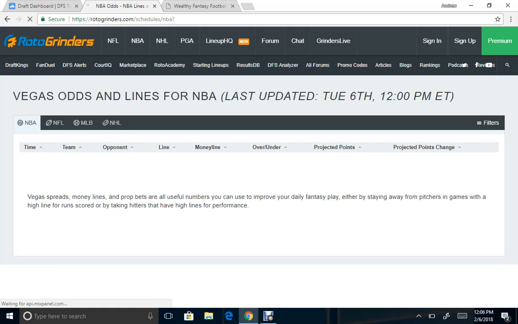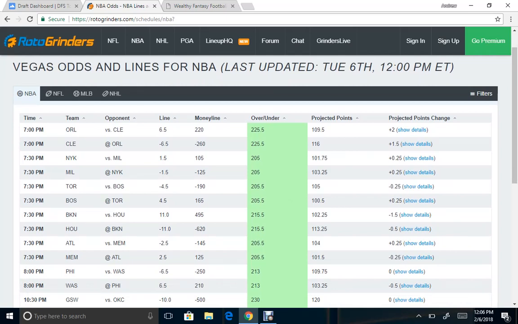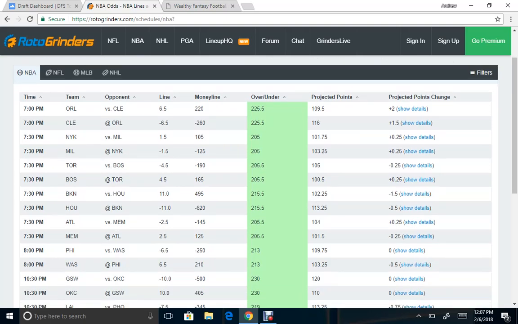Let's see. I have based a lot of my recent success in lineups off of this over-under number. So as we can see here, just trying to look for those two teams, the OKC and Houston, where are they here. So the Houston game, we're looking at 215. The OKC game, we're looking at 230. OKC may get a higher total, at least according to Vegas.